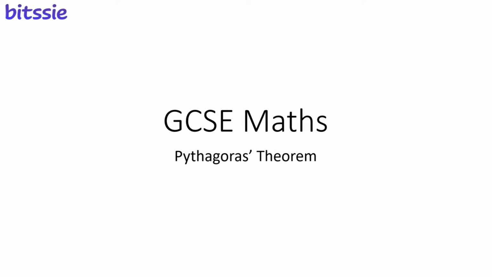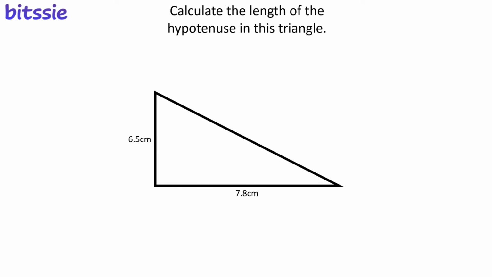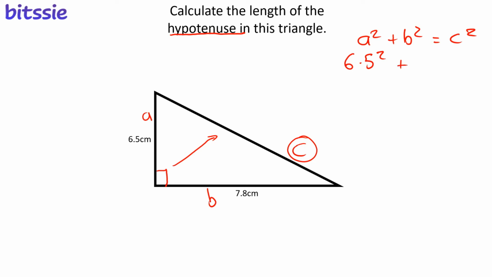So let's look at our first question now. First, let's label each of these sides a, b, and c. The hypotenuse, which you may know, is just another word for the side that's opposite the right angle, c. So, let's write out our theorem. a squared plus b squared equals c squared. a is 6.5 plus b, which is 7.8, squared equals c squared.